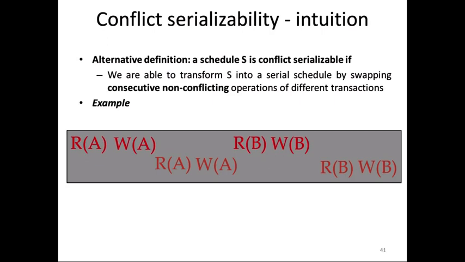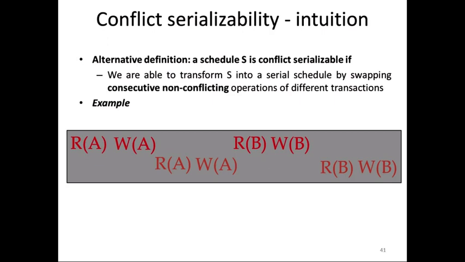A schedule is conflict serializable if we are able to transform that schedule into a serial one by simply swapping consecutive non-conflicting operations of different transactions. So swapping in time, of course, consecutive non-conflicting operations of different transactions. And so this is, in a way, an alternative definition for conflict serializability that is operational. You can imagine we can make a testing algorithm out of that.